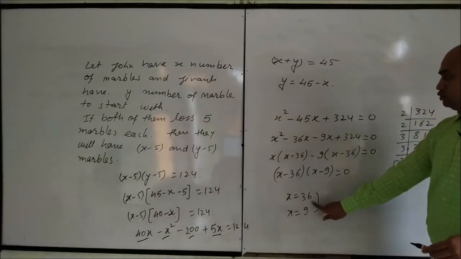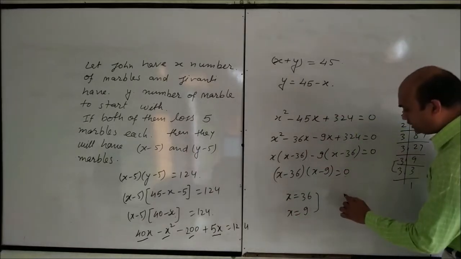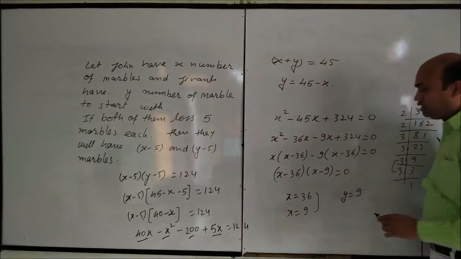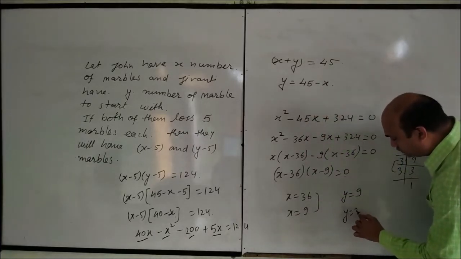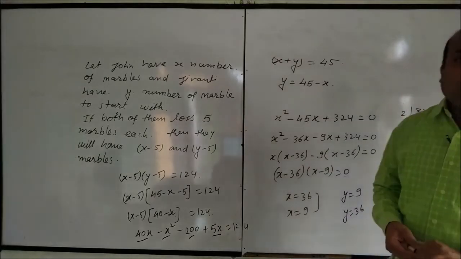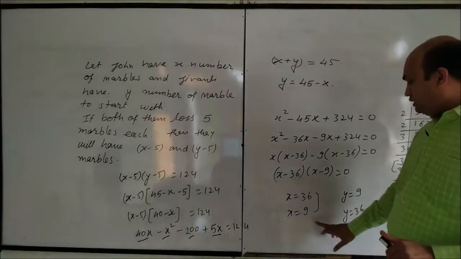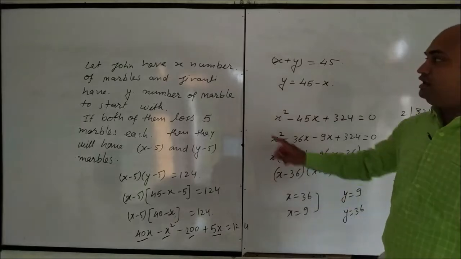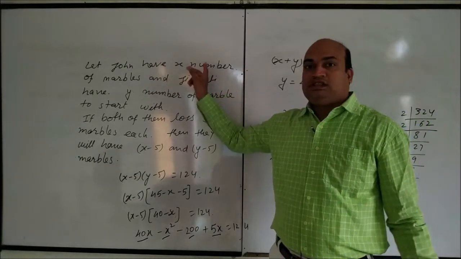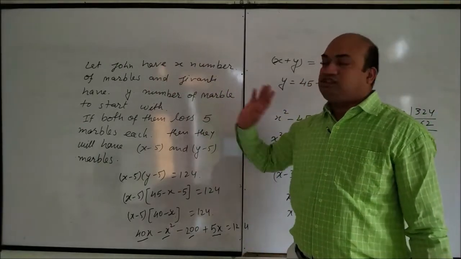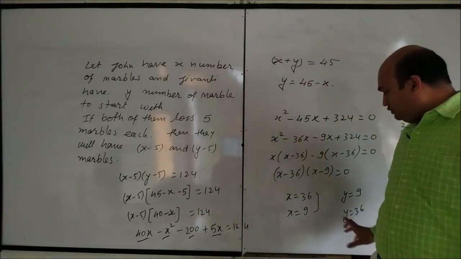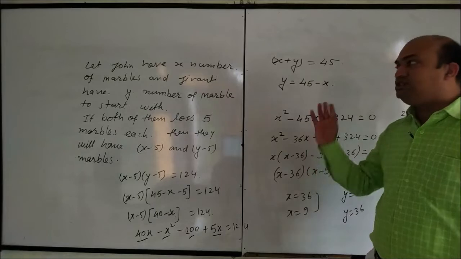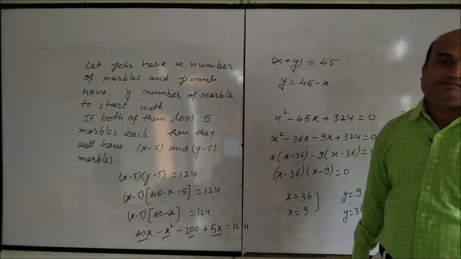If we take x equal to 36, then y we will get 9, and if we take x equal to 9, then y we will get 36. So out of the two numbers, one is 9 and one is 36. That is, if John has 9 marbles, then Jivanti will have 36 marbles, and if John has 36 marbles, then Jivanti will have 9 marbles.